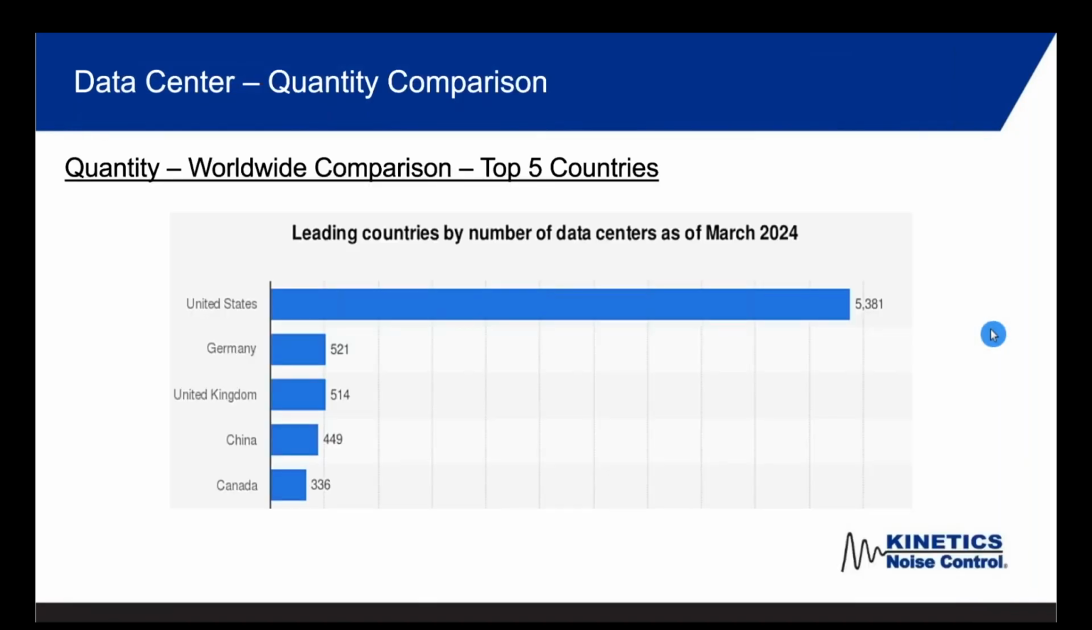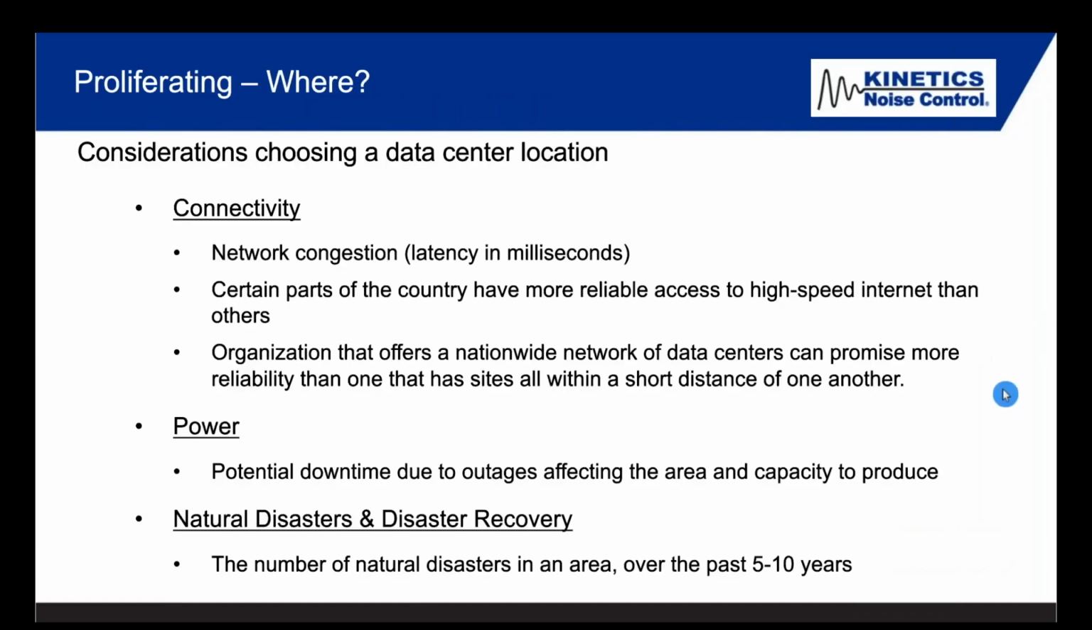Just another statistic, and this is all to get you in the mood to talk about data centers and noise control. If you look at the worldwide comparison, the leading country by number of data centers as of March 2024, just a few months ago, is the US, at almost 5,400 data centers, compared to the next in line, Germany, with 521. In fact, if you add the quantity of data centers in the top 12 countries, you still don't equal the amount of data center expansion that's happening in the United States. Just a comparison there.